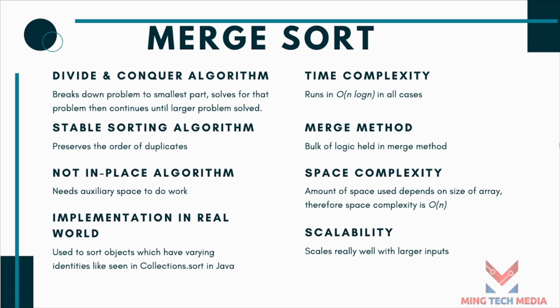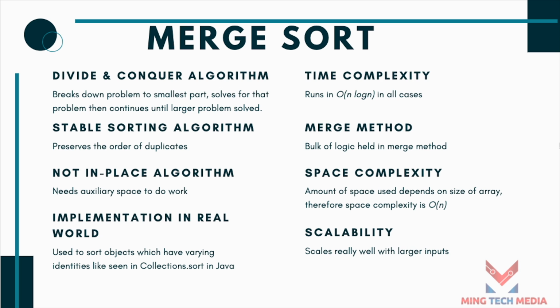So space complexity. The space complexity really depends on the size of the array. Therefore, it's O of n. If you have a huge array, it's going to need to break it down a lot more than a smaller array, and it's going to allocate more extra space to do the merge. So the space complexity depends on the size of your array. It runs in O of n space complexity.